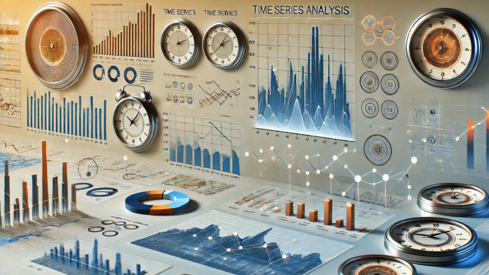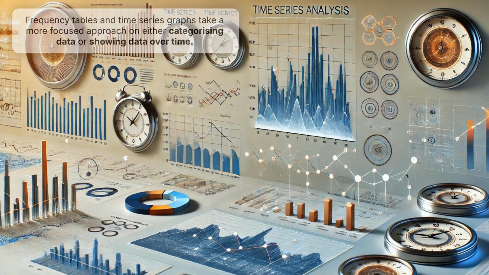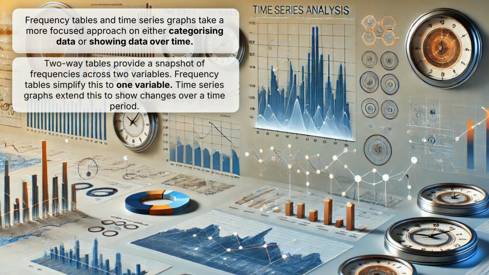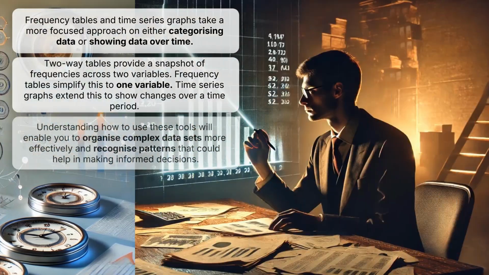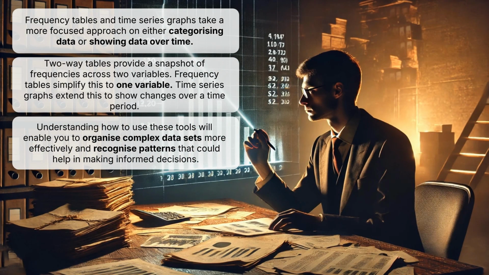Connecting back to two-way tables, both frequency tables and time series graphs take a more focused approach on either categorizing data or showing data over time. While two-way tables provide a snapshot of frequencies across two variables, frequency tables simplify this to one variable, and time series graphs extend this to show changes over a time period. Understanding how to use these tools will enable you to organize complex datasets more effectively and recognize patterns that could help in making informed decisions.